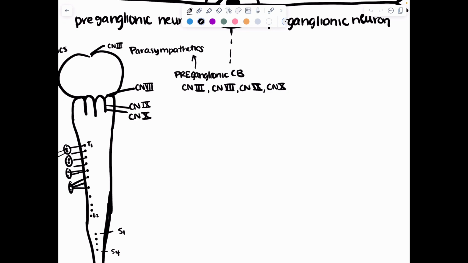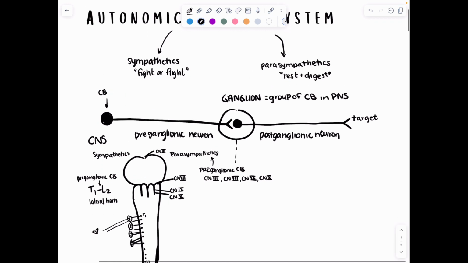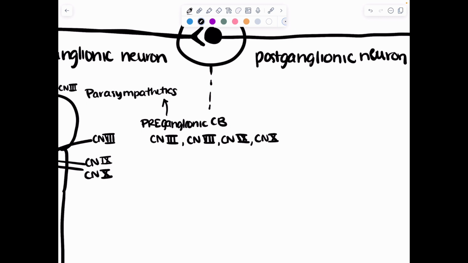Those ones that are down there, that is because, like I said, it does rest and digest, so think digestion, down low, and then also sexual reproduction. And what's down low? Stuff for sexual reproduction. So that is also why the parasympathetics are involved. So again, preganglionic cell bodies are cranial nerves 3, 7, 9, 10, and the lateral horns from S1 to S4.